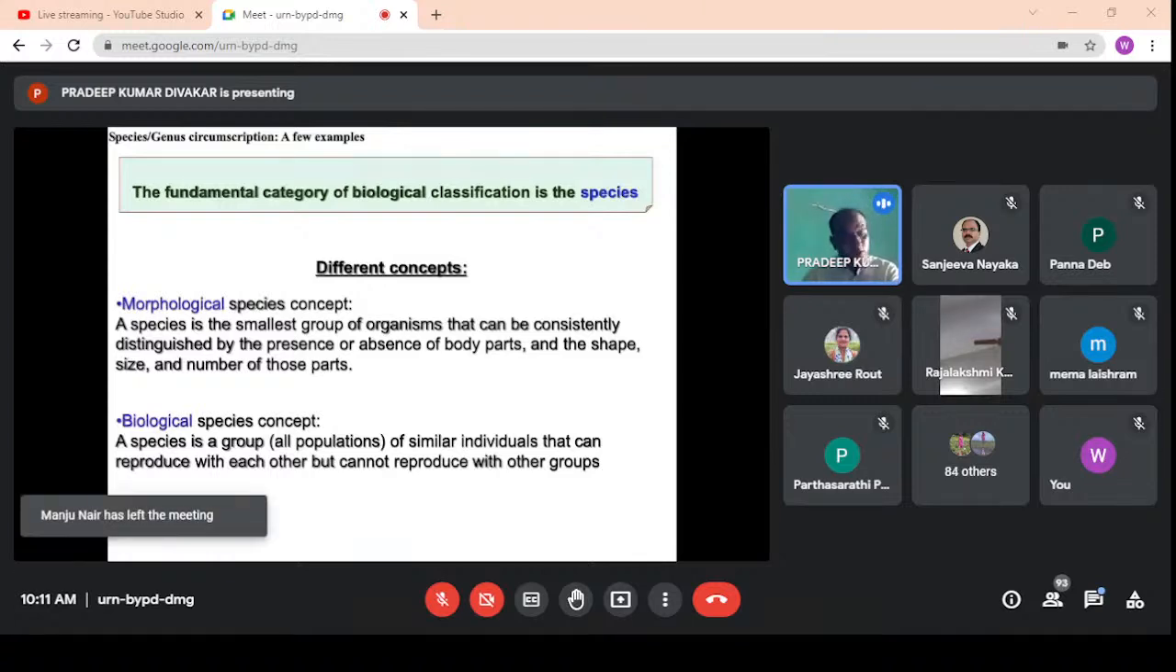The biological species concept: the species is the smallest group, that means all the population of that group of individuals that can reproduce with each other but cannot reproduce with other groups. That means all the population of a group can reproduce with each other, but this group cannot reproduce with another population or another group. This is the biological species concept.